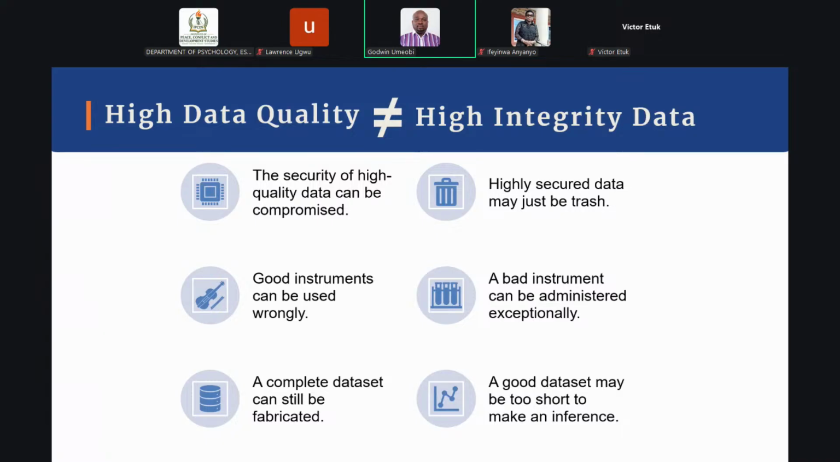You have some good instruments that can be used wrongly, and some bad instruments that can be administered exceptionally. We have complete data sets that are still fabricated, like deepfake generated data, but very complete. And you have some data sets that are wonderful, but still too small to make an inference. So high quality data does not equal, all the time, high integrity data. So we have to look at different things that talk about the quality of data.